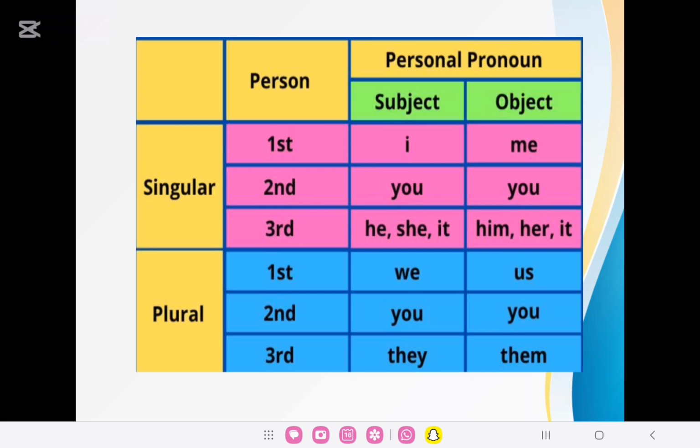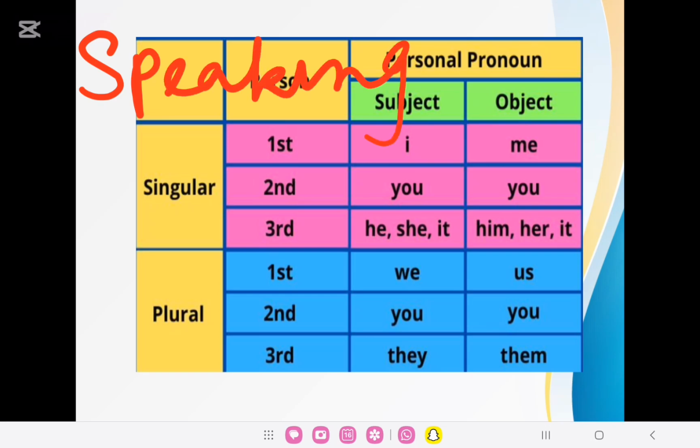If a pronoun is in subject place and that is first person, it means the person who is speaking. If I am speaking, I will use the word I. If we together are speaking, we will use the word we. So first person means the person who is speaking. First person singular is I in subject place, and me in object place. First person plural is we, and first person object is us.